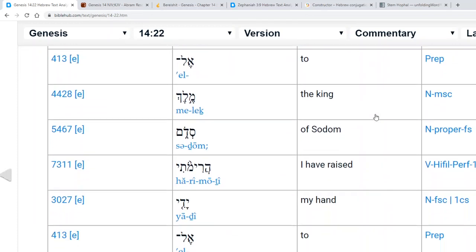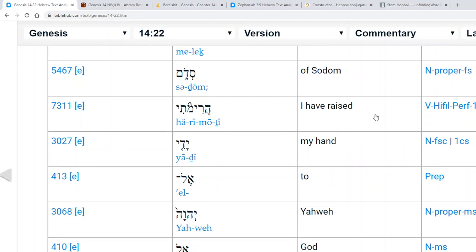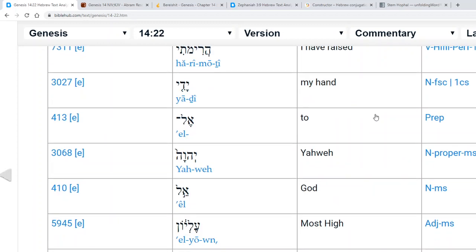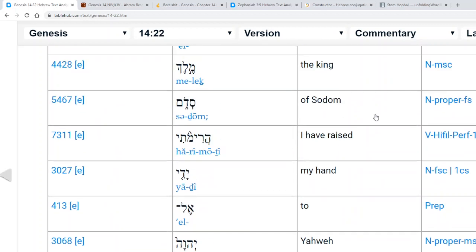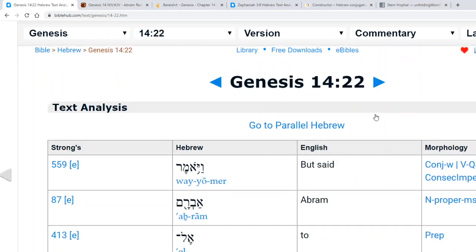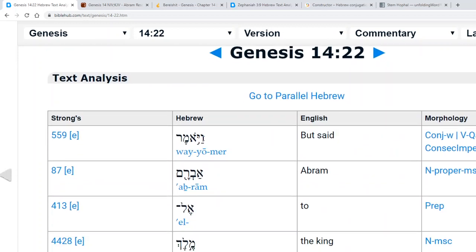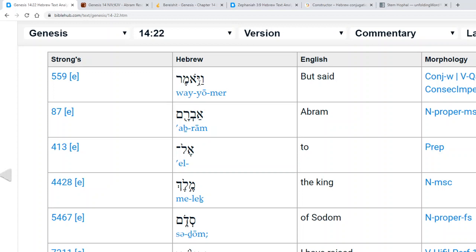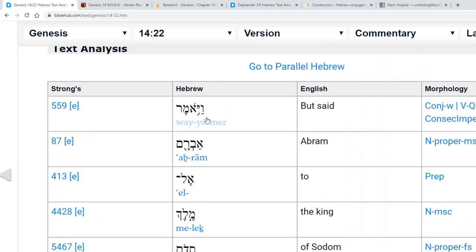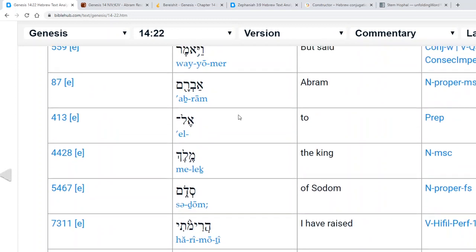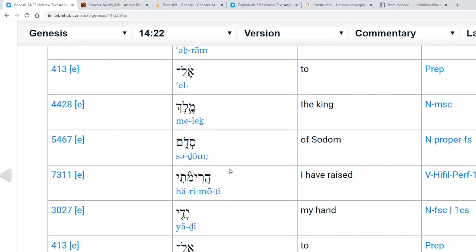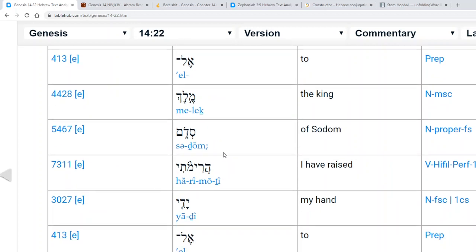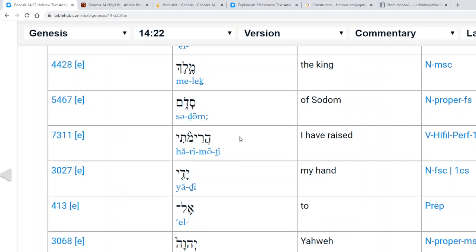Vayomer Avram el Melech Sdom harimoti yadi el Havaya el Elyon koneh shamayim va'aretz. Okay, so Vayomer, said, we've had this, the root Aleph Mem Resh, many times, and he said, Abram, el Melech Sdom. So the preposition with the Aleph, not Ayin. Melech is king, Sdom is Sdom. Harimoti Yadi, right?